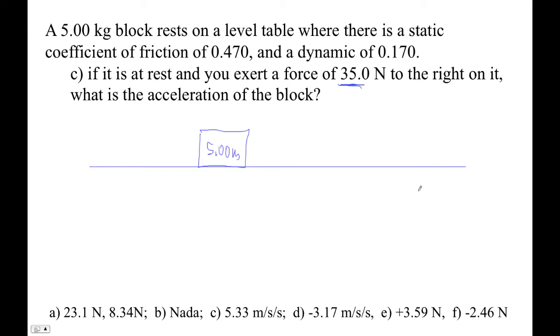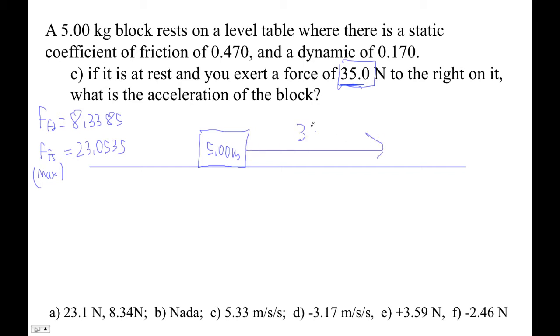Now, in the previous problem, we actually got that the force of friction dynamic is 8.33585, right? And then we got that the force of friction static, the max force, was 23.0535. Now, suffice it to say that if we exert 35 newtons on there, and it's sitting still, that's bigger than this force, right? It's bigger than this one, it's bigger than this one, right?